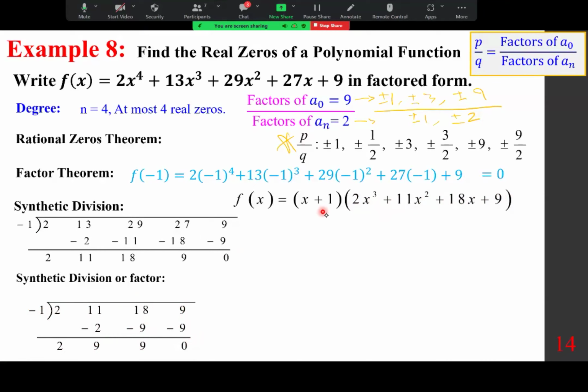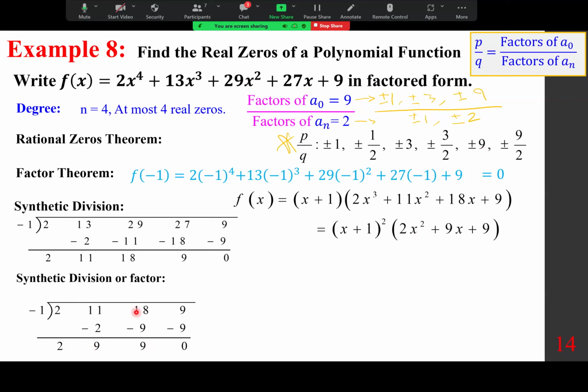It means f of x is (x plus 1) squared times what you see here, which is 2x squared plus 9x plus 9. And so now you use factoring again, or if the factoring doesn't work, the quadratic formula. It's faster than trying other numbers. Otherwise, you have to keep on trying, class.